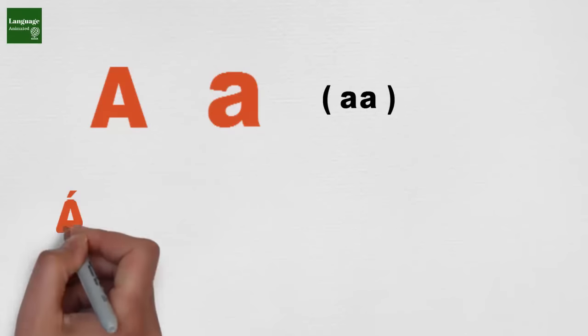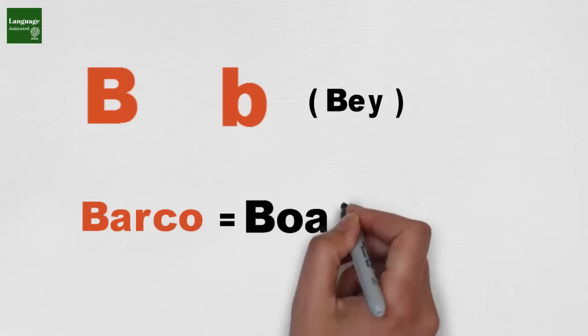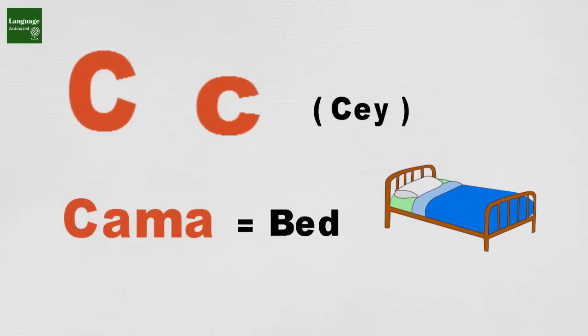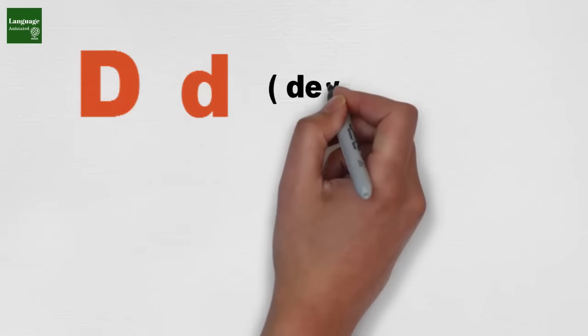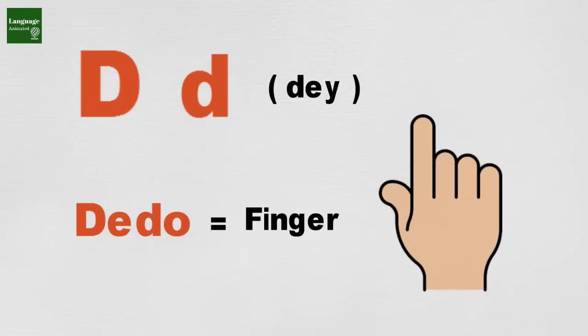A. Árbol means tree. B. Barco means boat. C. Cama means bed. D. Dedo means finger.